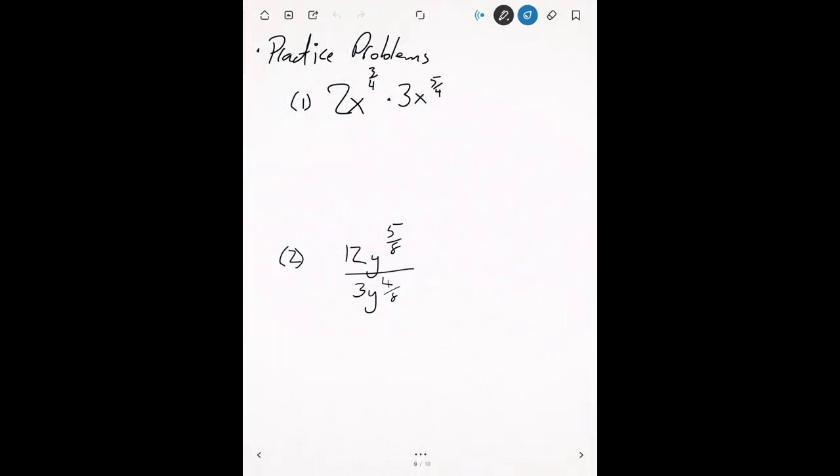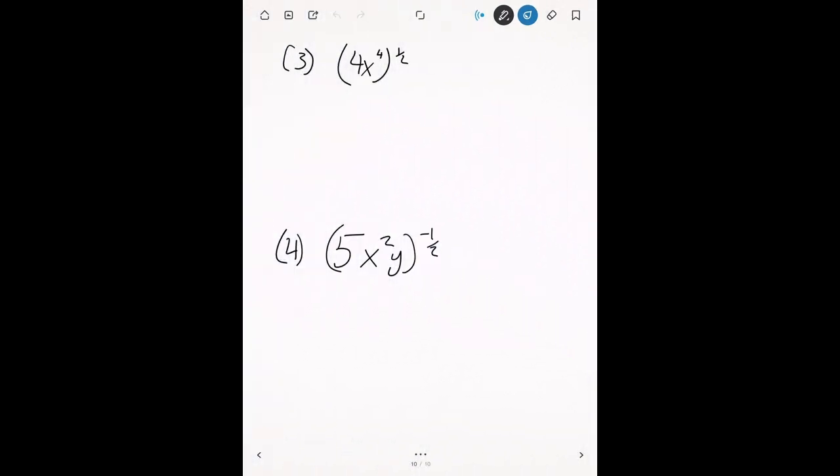Now, let's go ahead and try practicing some of these problems. Take a few minutes, look over a few of these different problems, and go ahead and practice them to yourself and see what you get.